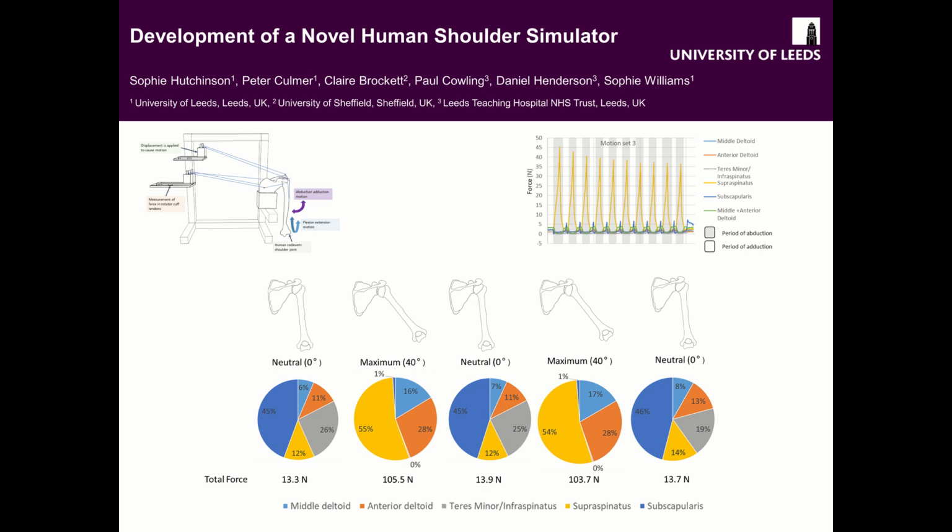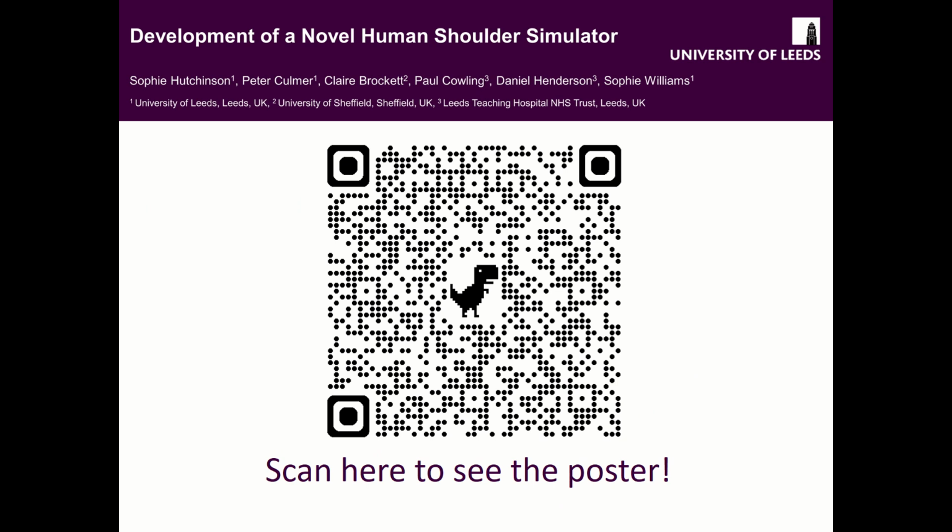It can be seen that at 40 degrees abduction, the primary mover of the shoulder is the supraspinatus muscle, which agrees with results from literature. The values are consistent across cycles, as each muscle returns to a consistent value each time the neutral position is achieved. This novel human shoulder simulator allows for repeatable cyclic testing of the rotator cuff through a range of motions.